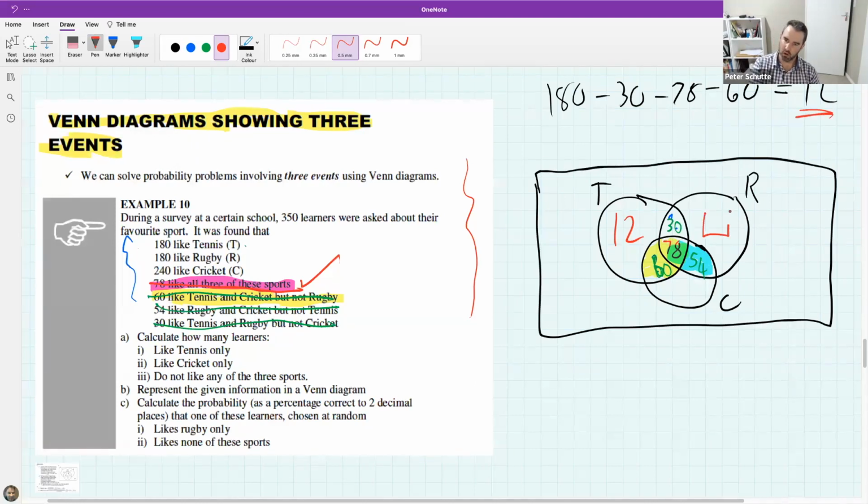I would like to know what this region is here, the students whose favorite sport is only rugby. Can you work that out for me? I'll give you a moment. And notice how I'm crossing out the stuff I've used. So this should be 18. What about this one over here?